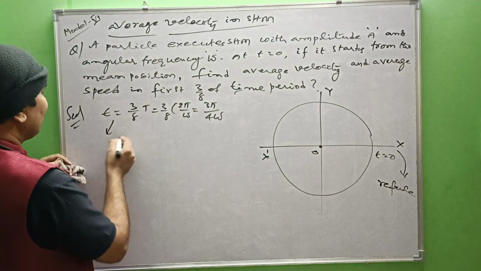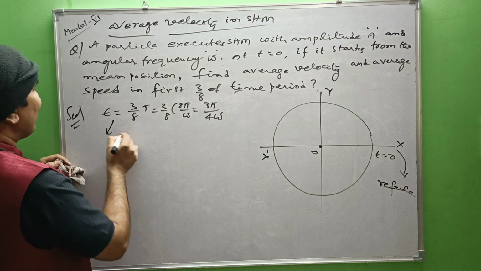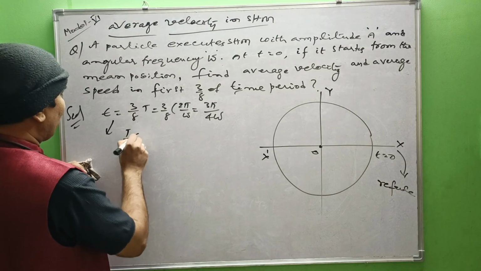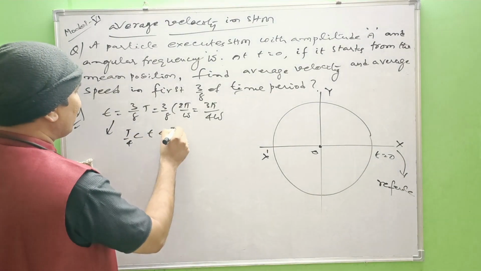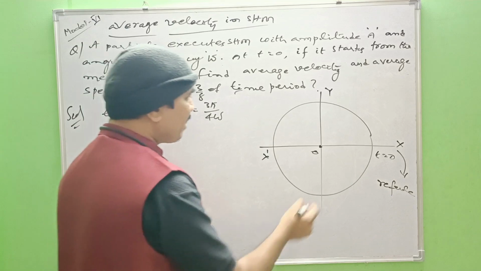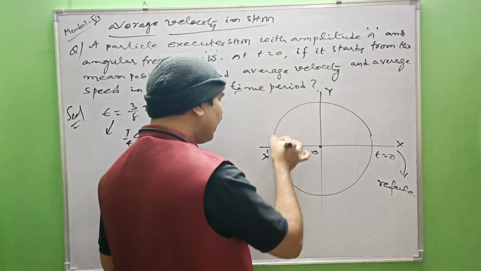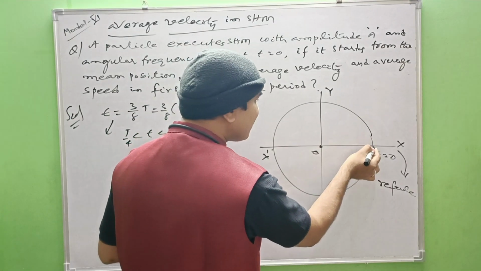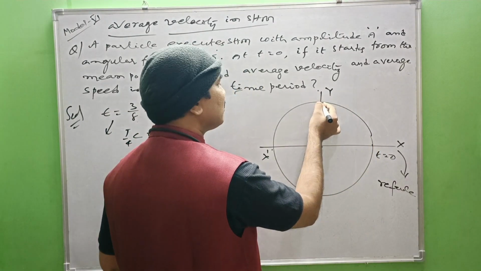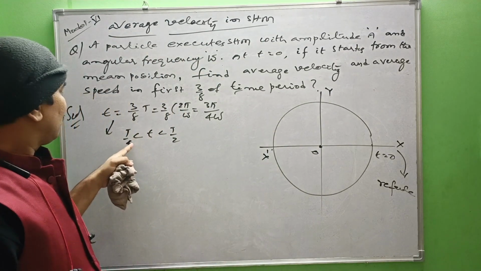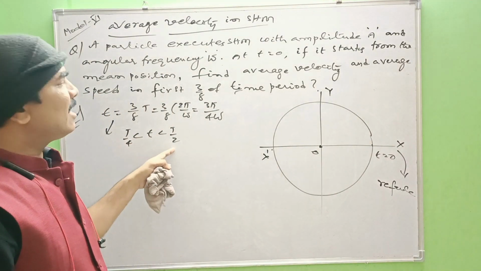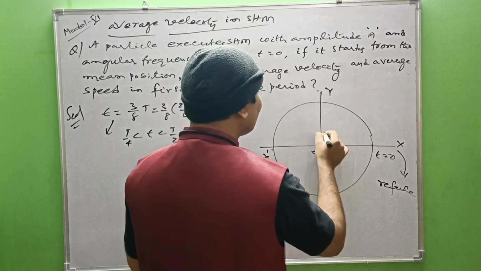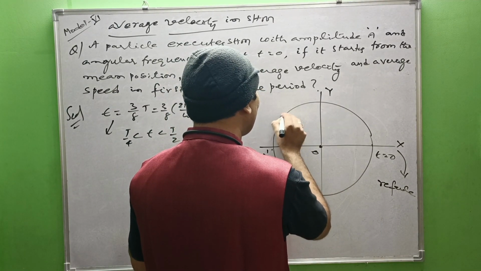Therefore, given t can be taken as T by 4 less than given time, less than T by 2. So within half of the time period, it reaches onto the negative x-axis. Within 1/4 of time period, it reaches from x onto y-axis. But given time is more than T by 4 and less than T by 2. Therefore, we came to know that particle reaches in the second quadrant like this.